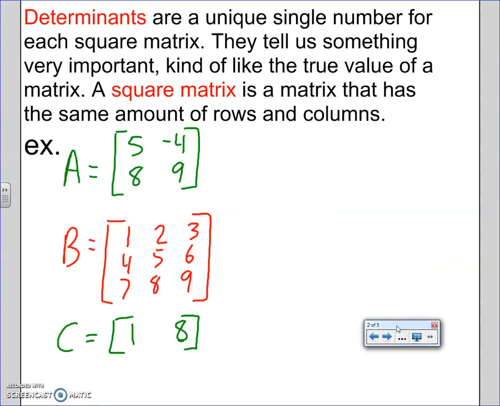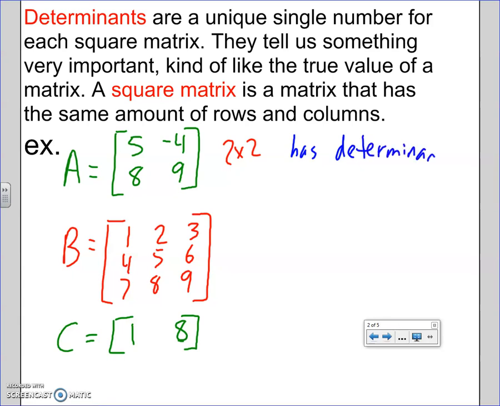Determinants are a unique single number for each square matrix. They tell us something very important, kind of like the true value or size of a matrix. A square matrix is a matrix that has the same number of rows and columns. For example, matrix A is a 2 by 2: 2 rows, 2 columns. That means it has a determinant because it's square.